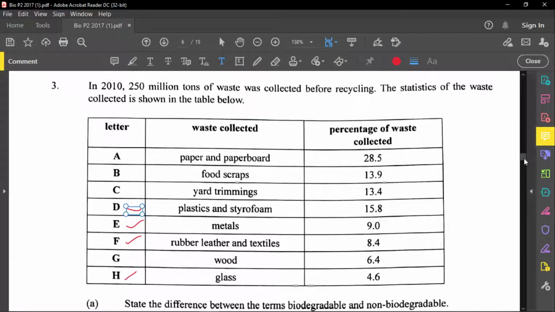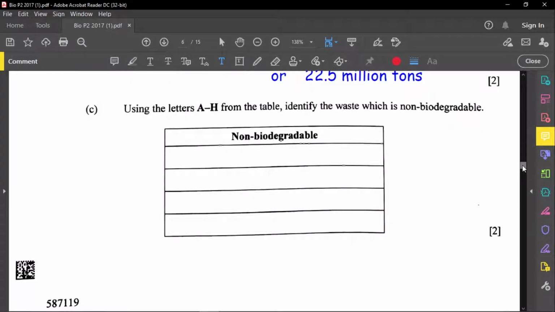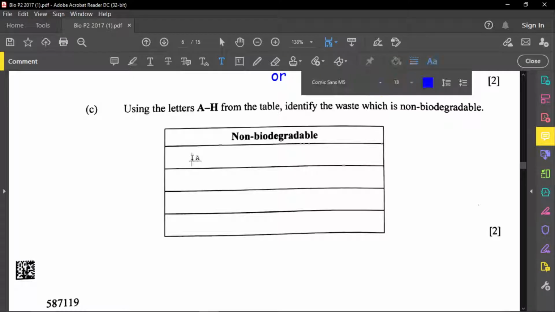All right, so let's go down to the chart and insert those real quickly. One of them is D. Next one will be E. Other one will be F, and the last one, that was H. All right, so those will be your answers right there. All right, good. Now let's move on and go into another question right here.